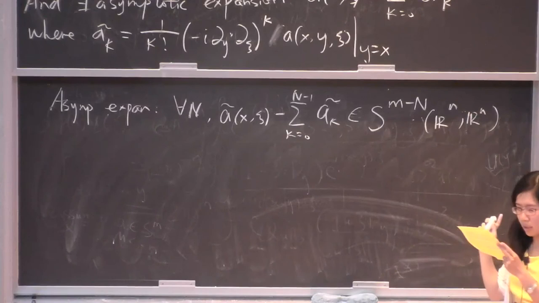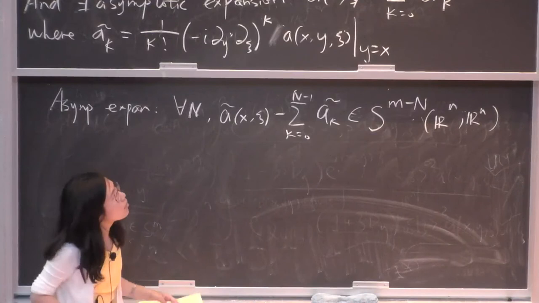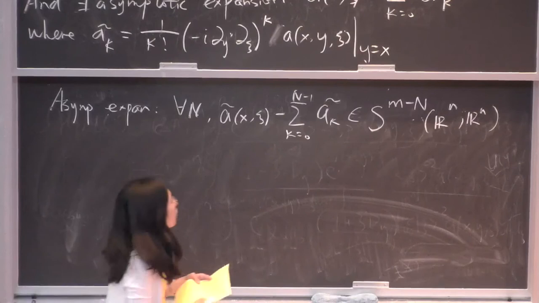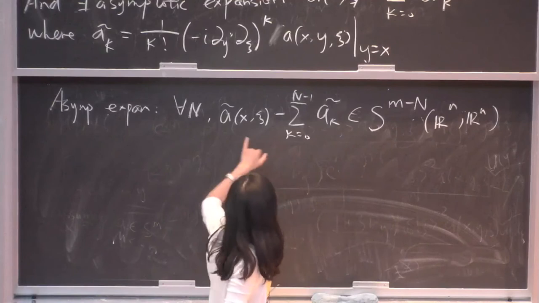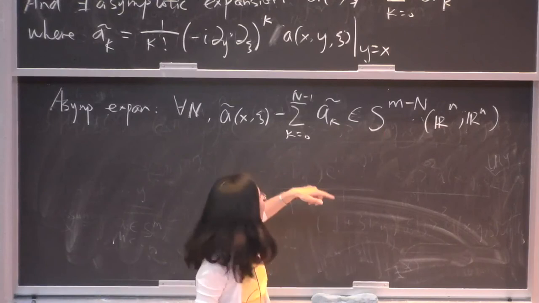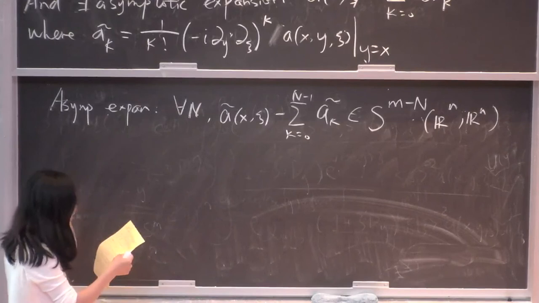Okay, I think I got it correct. So what it says is that each time you add in one term, this symbol class gets one order better. In particular, if you take out, say, k equal to 0, then this is n equal to 1. That means that a tilde minus a 0 is going to be S^(m-1). And then if you take out a 1, you'll get S^(m-2). So that's what this asymptotic expansion means.